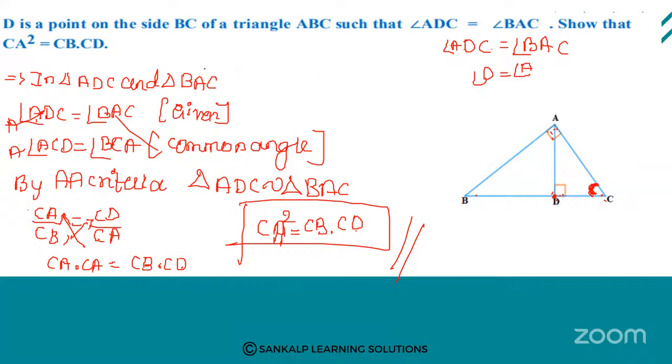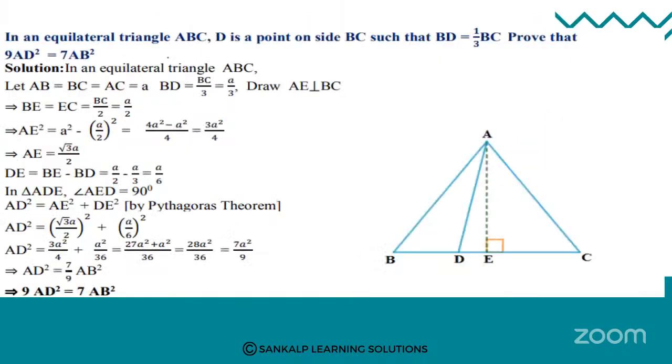When two triangles are similar, then corresponding sides are in proportion, right? So which corresponding sides are here? CA and CB, CD and CA. These two are corresponding sides. So do cross multiplication. Then we will get CA square is equal to CB into CD, right? Next question. So this is very, very important.